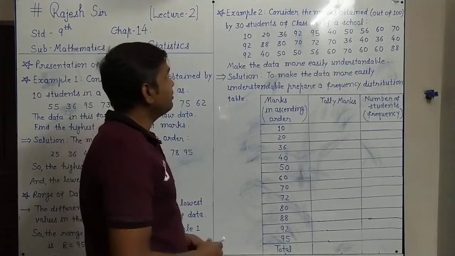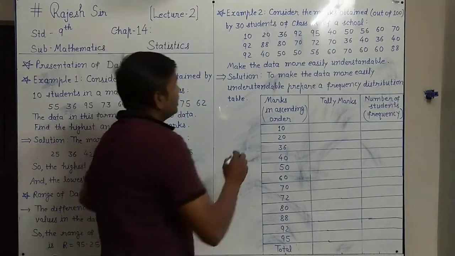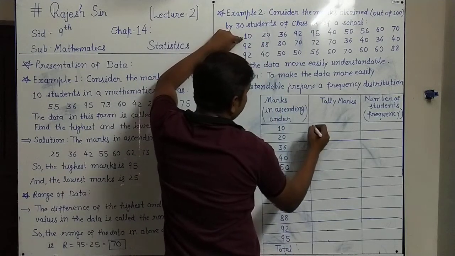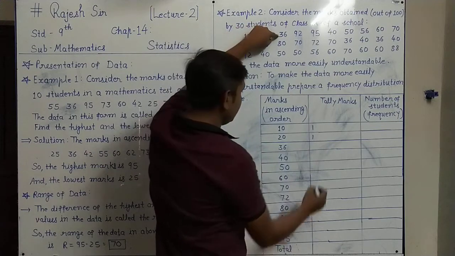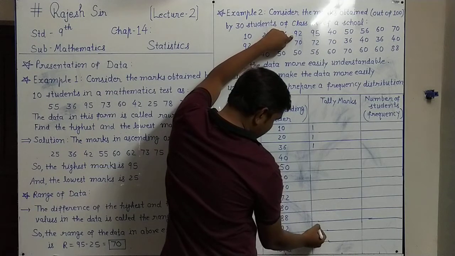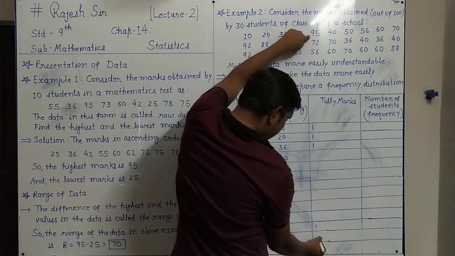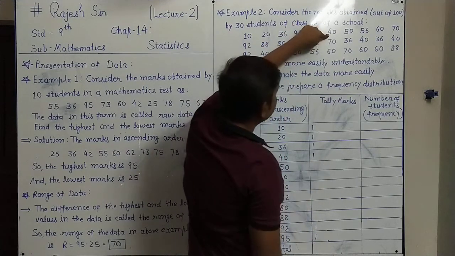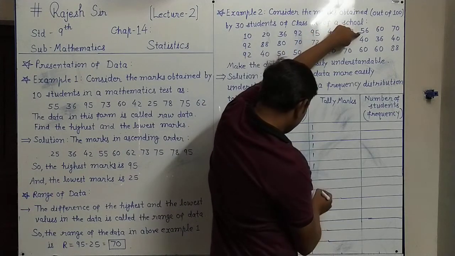Now what to do in tally marks, you know very well. One by one we will make tally marks here. 10 is one time here, so 1. 20 is one time here, 1 tally mark. 36 one time here, 1 tally mark. 92 one time here, 1 mark. 95, 1 mark. 40, 1 mark. 50, 1 mark. 56 on that.